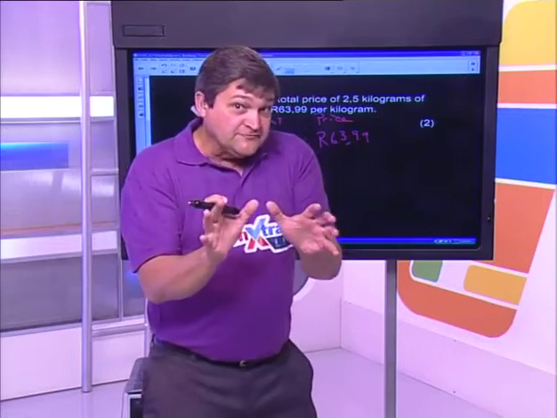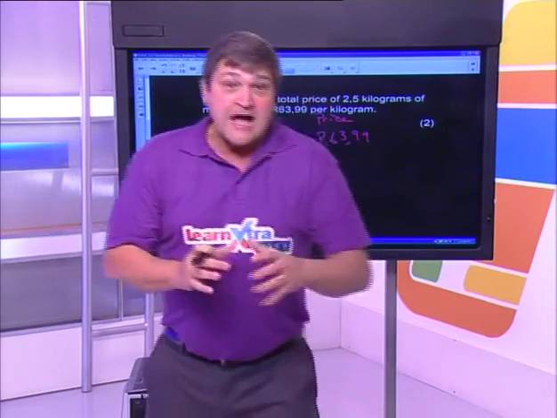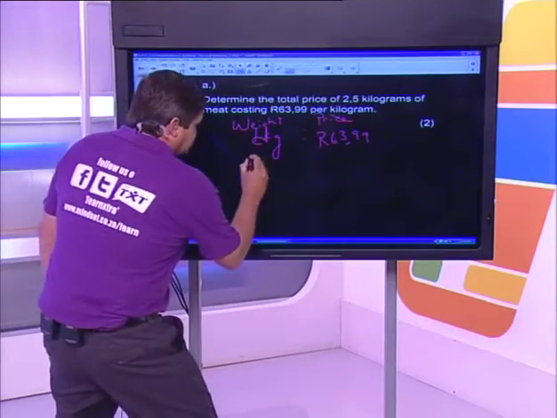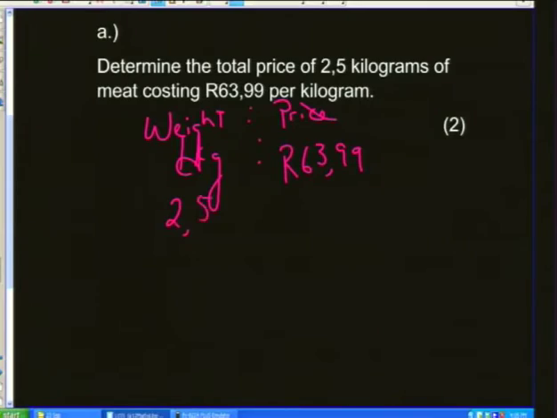But nevertheless, I go off to the shop. I don't want 1 kilogram. I now want to buy 2,5 kilograms. So I'm going to say, right, instead of 1, I want 2,5 kilograms. How much is that going to cost me? Now, folks, the question we need to ask ourselves is this: how did we get the 1 kilogram to be 2,5?